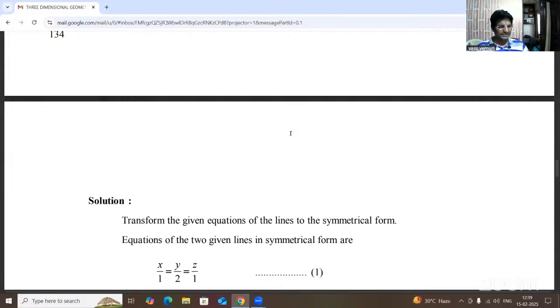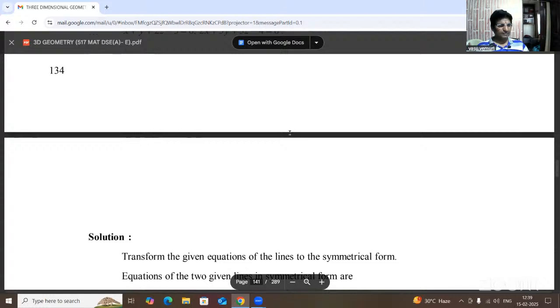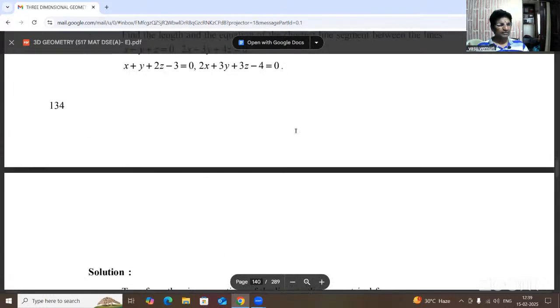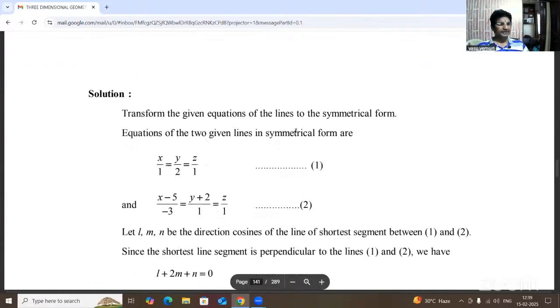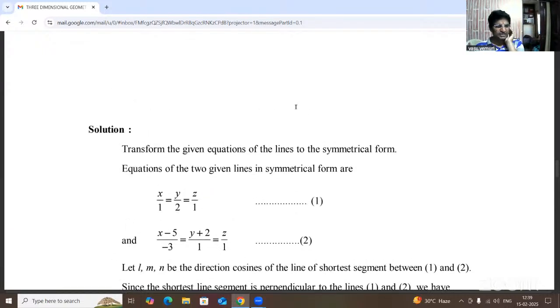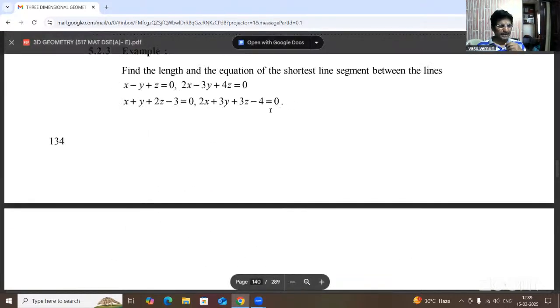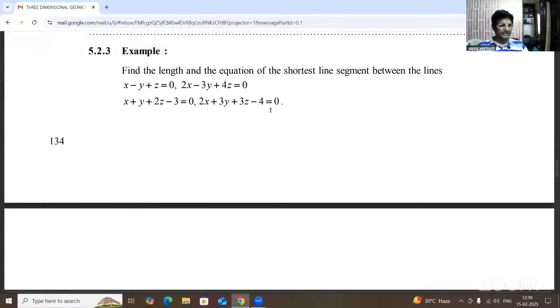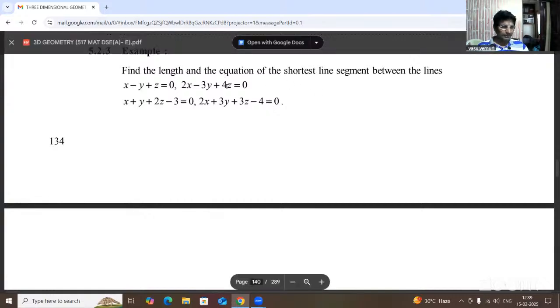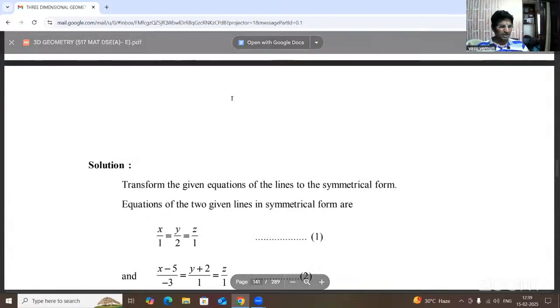The equations of the two given lines in symmetrical form: x minus y plus z equal to 0, that is x by 1, y by 2, and z by 1. The first line is the first plane plus lambda into the second plane equal to 0, and the second non-symmetrical line is 2x plus y plus 2z minus 3 equal to 0. First, observe the first non-symmetrical part. There is no constant in the first non-symmetrical part, so the first line is passing through the origin.